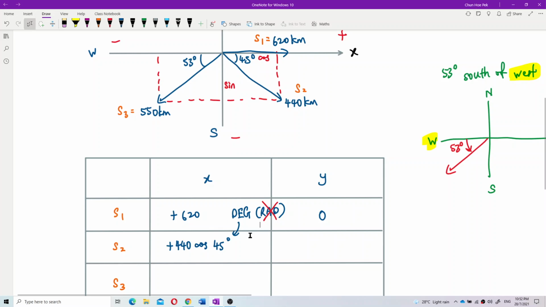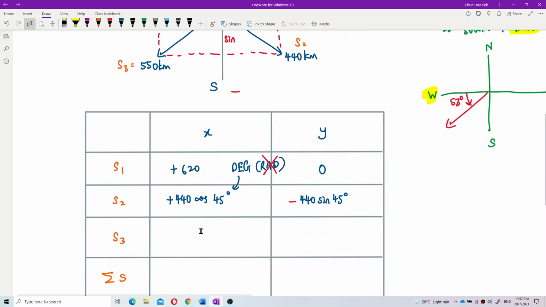Now how about the y component? It is going down, so it is negative. Remember, you must put the direction. It is negative 440 sine 45 degree. We still use this 45 degree.